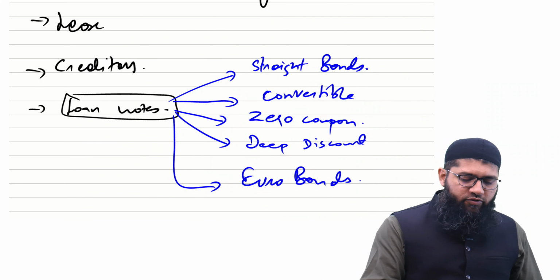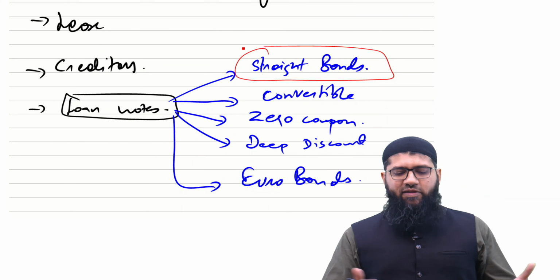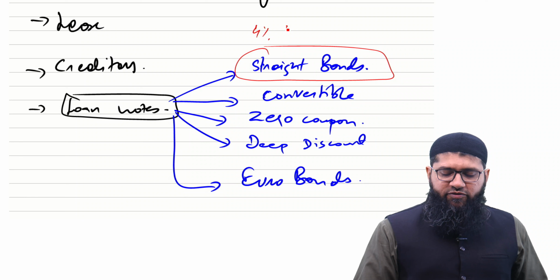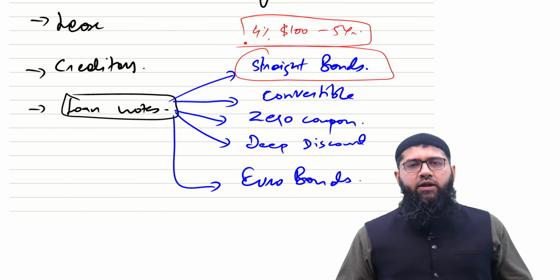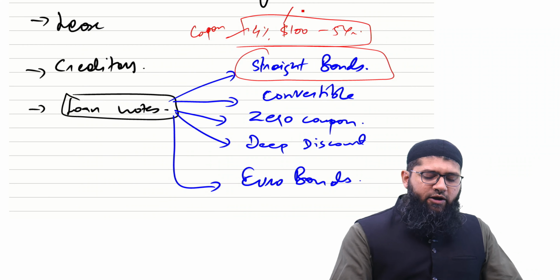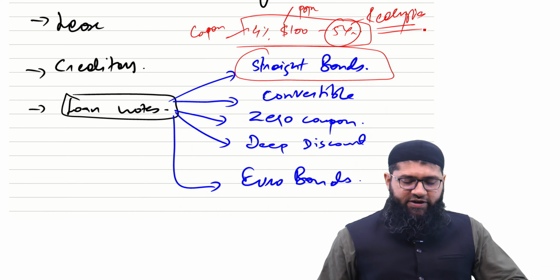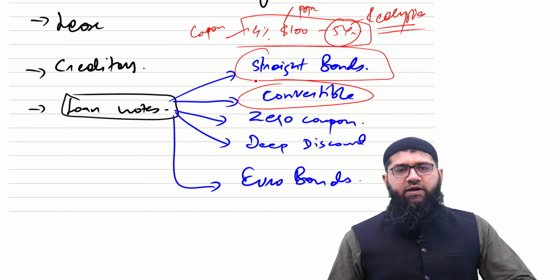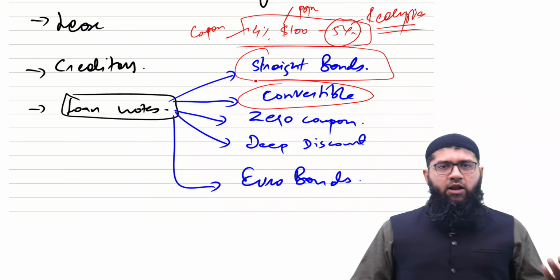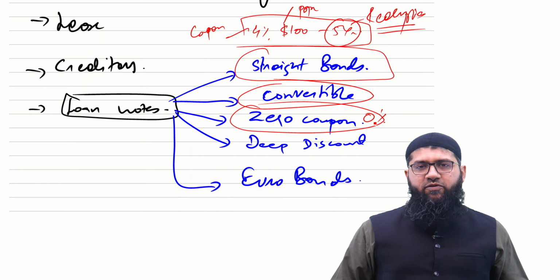Now when we talk about straight bonds, what exactly do we mean? Straight bonds are simple bonds, like a 4%, $100, 5-year bond. So when you've got a $100 5-year bond, it's a straight bond where the 4% is your coupon rate, the $100 is your par value, the 5-year is your redemption period, and so on. That is going to be considered as a straight bond. Then you've got a convertible bond where the loan note holder has a choice: they can opt for conversion, or they can opt for redemption. Then a zero coupon bond, where the loan note is 0%.